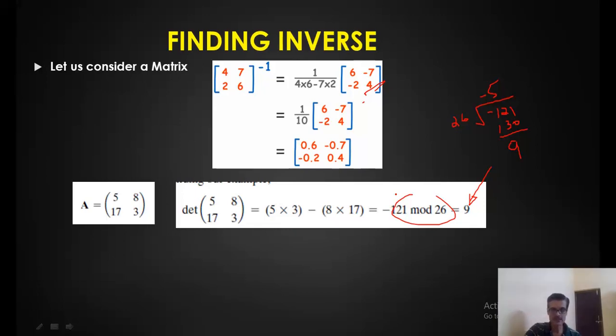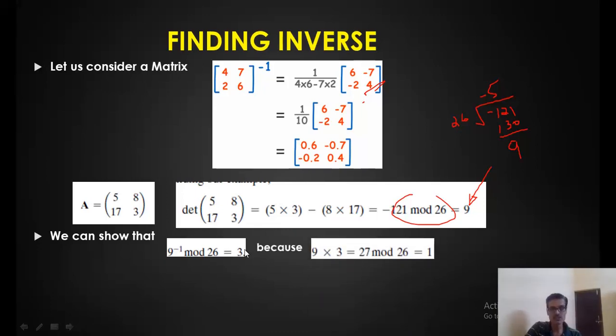1 by 9 is nothing but 9 inverse, right? So we can find the inverse of 9. How do you find it? This is the method. 9 inverse mod 26 is given as 3. How did you get it? Because 9 into 3 is 27, and 27 mod 26 is 1.